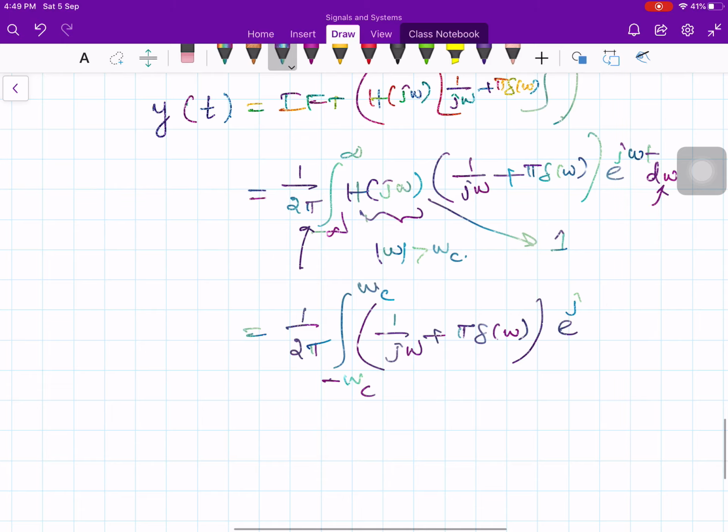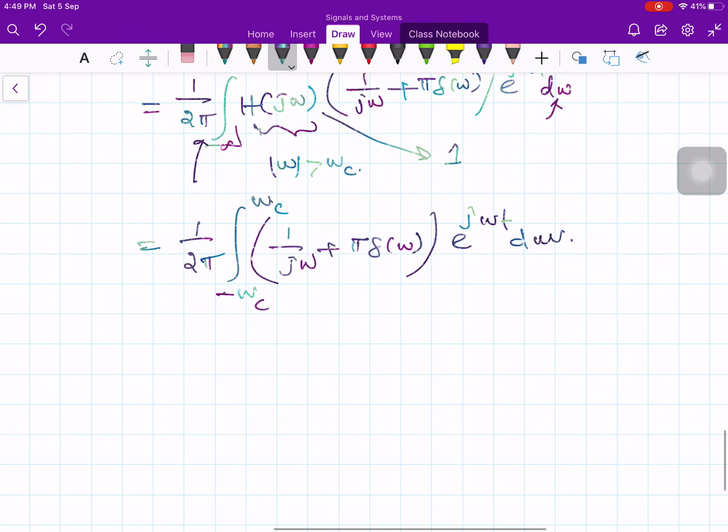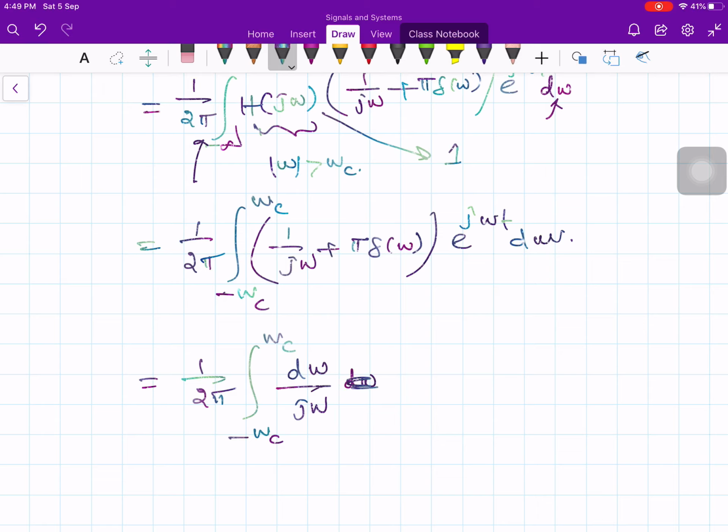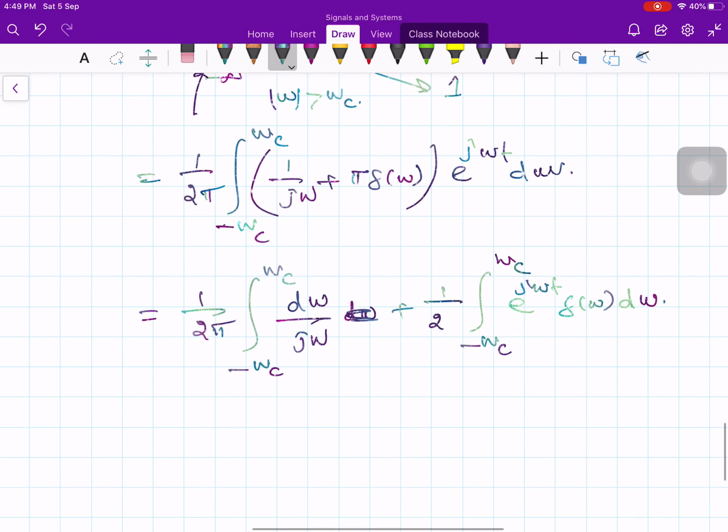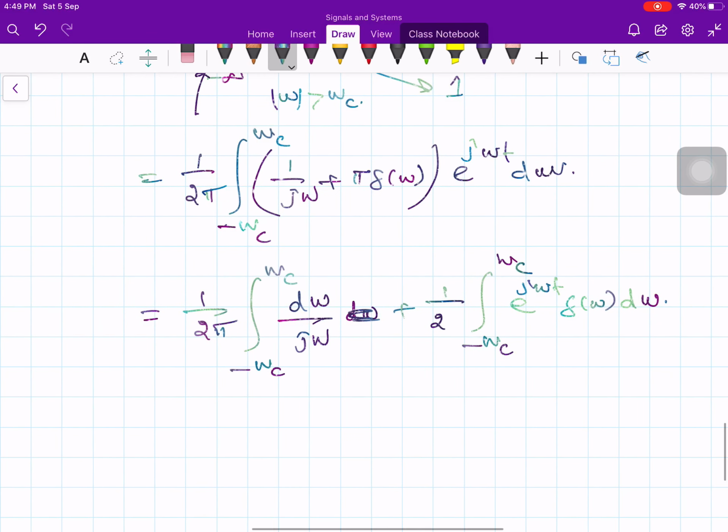So 1 times 1 over jω plus π times δ(ω), multiplied by e to the jωt and dω. Now you break this integral into two parts: 1 over 2π, minus ω_c to plus ω_c, dω by jω, already I wrote it, plus π which you can bring outside. Therefore 1 over 2, integral from minus ω_c to plus ω_c of e to the jωt times δ(ω) and then dω. I'm sorry, I forgot e to the jωt here.